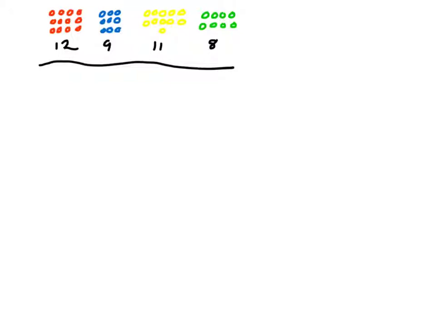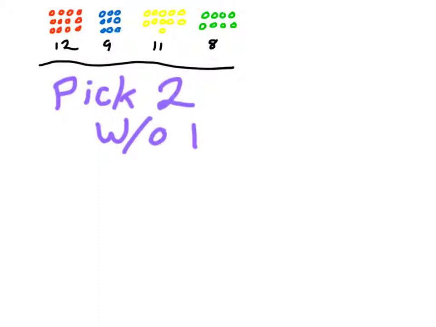Okay, so now we're going to be talking about marbles in a bag. Let's, for instance, say that we have 12 red marbles, 9 blue marbles, 11 yellow marbles, and 8 green marbles in a bag. And your job is to reach in and pick out 2 marbles, but you're not replacing them. So you pick one, you look at it, you put it out, and you pick another one. So we pick 2 without replacement.